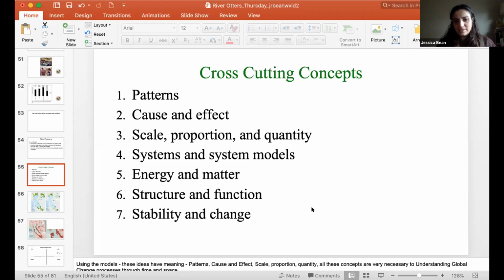Thinking about systems and system models. Have we done that? Is that right? That's actually been the main focus of what we've been doing, right? Building a model that explains the system that the otters live in. And what about energy and matter?